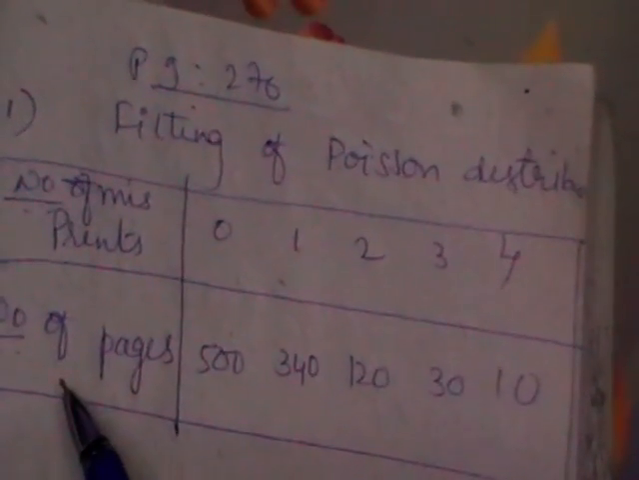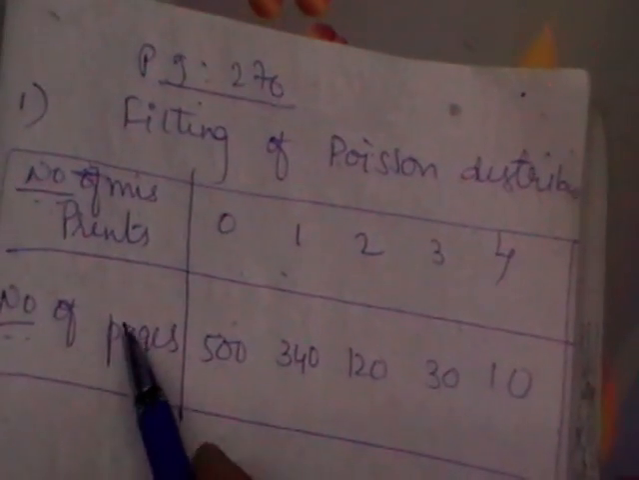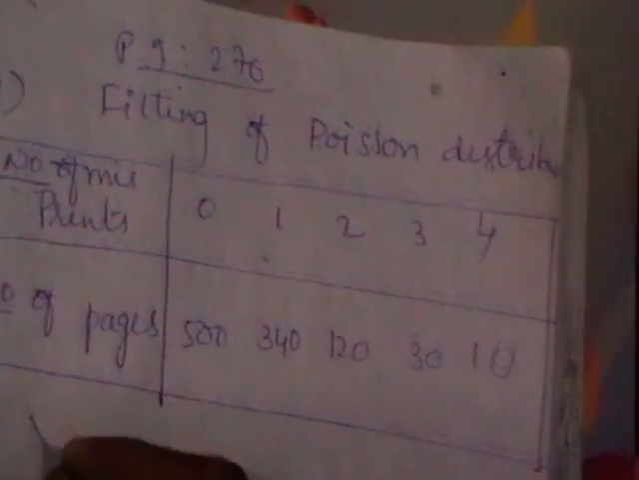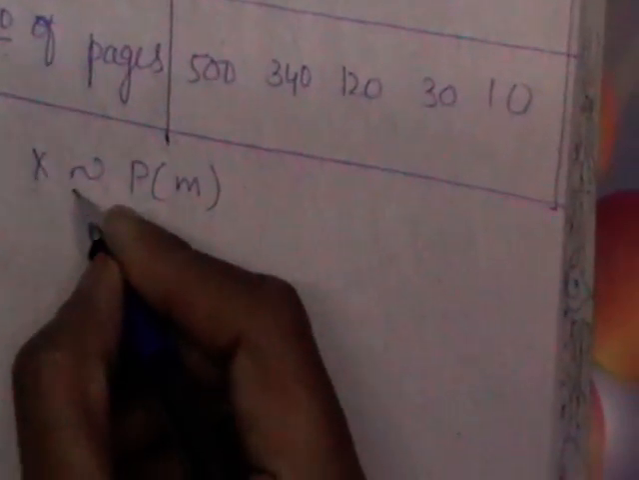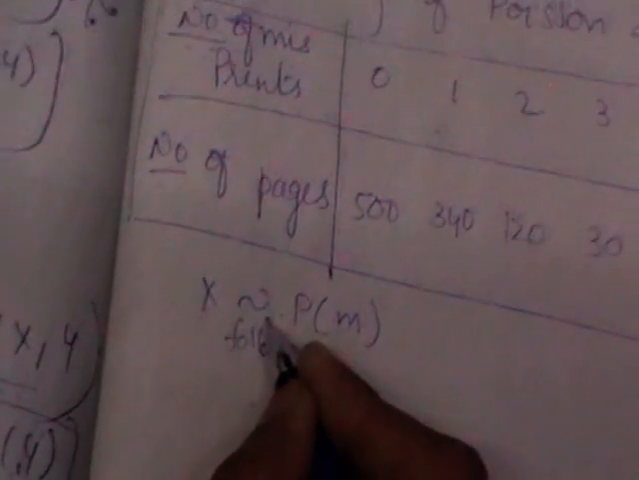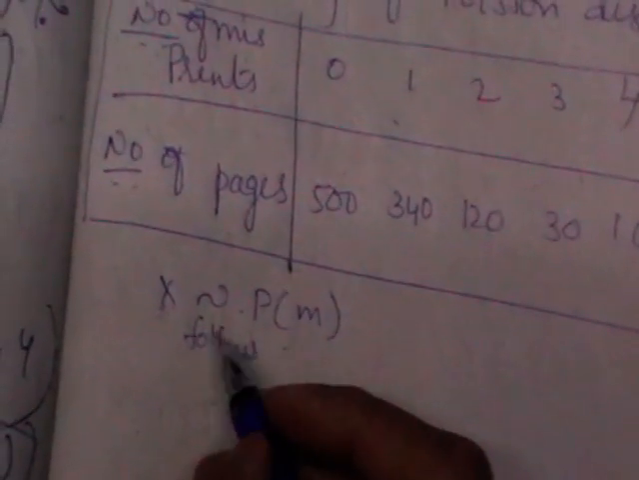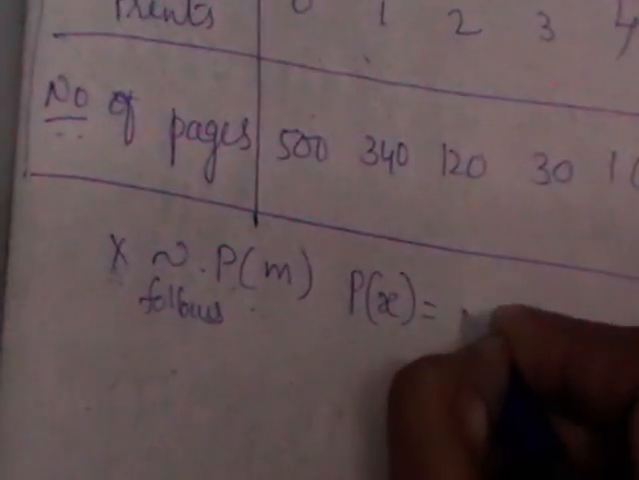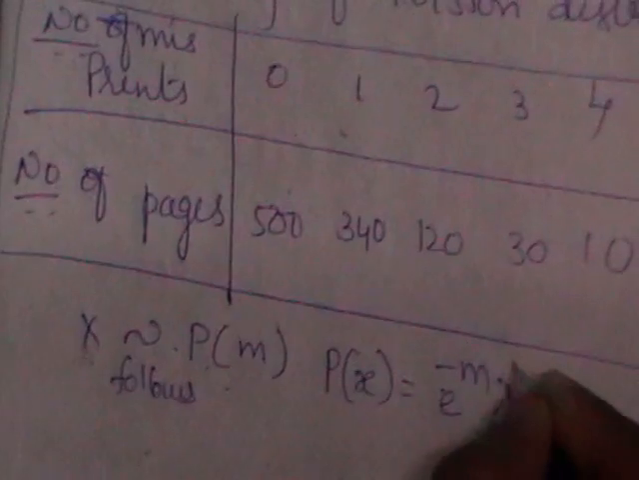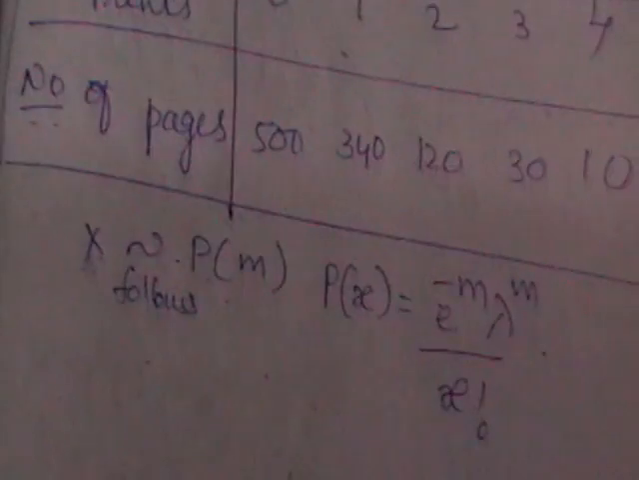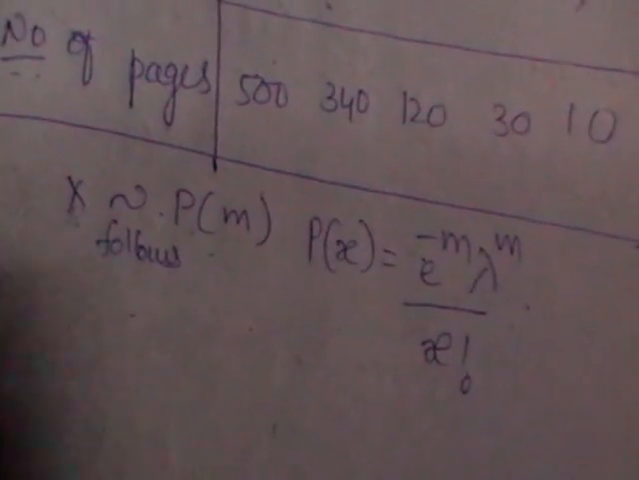The other one is the indirect question which we have discussed. Now I am discussing fitting of Poisson distribution. If x is a Poisson variate, we write x follows Poisson distribution. And whenever it follows a distribution, you will have a PMF. The PMF of Poisson distribution is e power minus m, m power x by x factorial.